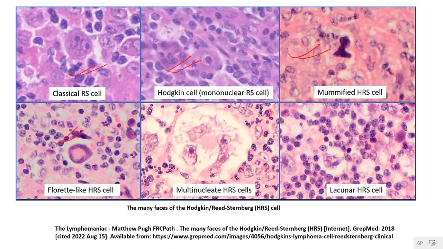Sometimes it might look like a floret, like a floral cell. Multinucleate Hodgkin-Reed-Sternberg cells are again a very common presentation of a Hodgkin-Reed-Sternberg cell. Keep in mind that a Hodgkin-Reed-Sternberg cell is actually defined by the prominence of the large cherry red eosinophilic nucleolus and not the binucleation. You could have a mononuclear to multinuclear variant of Hodgkin-Reed-Sternberg cell. It is the nucleolar feature which actually governs your morphological differential diagnosis.